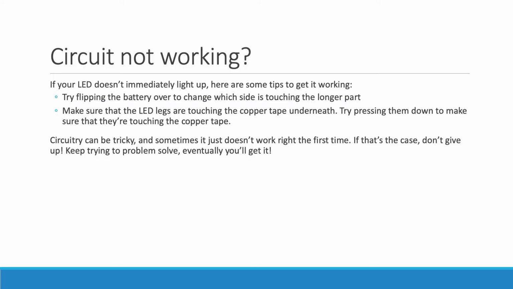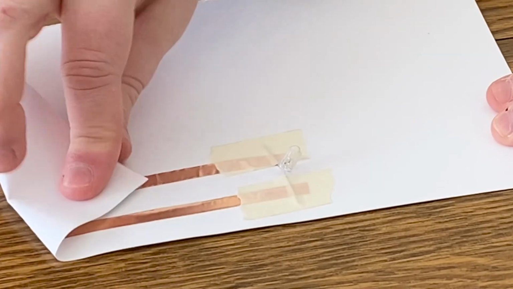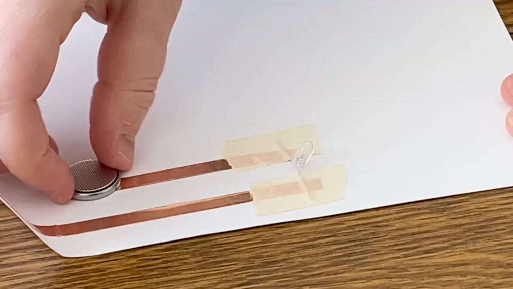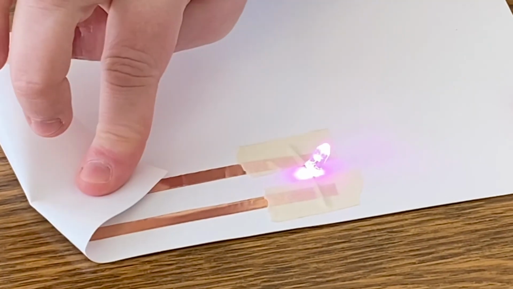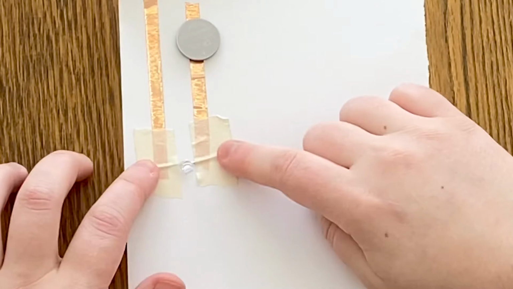Is your circuit not working? If your LED doesn't immediately light up, here are some tips to get it working. Try flipping the battery over to change which side is touching the longer part of the copper tape. Make sure that the LED legs are touching the copper tape underneath. Try pressing them down to make sure that they're touching the copper tape.